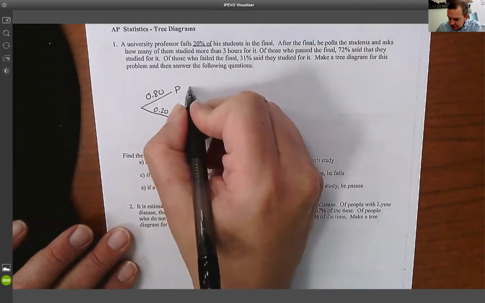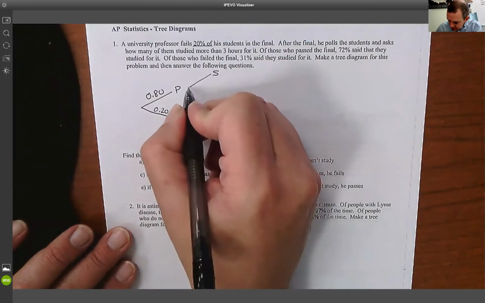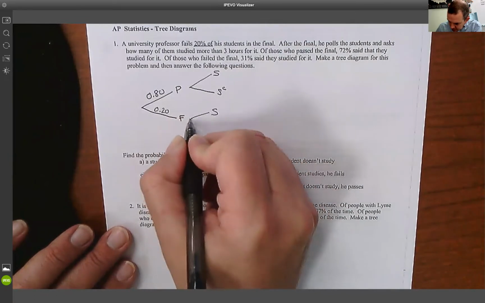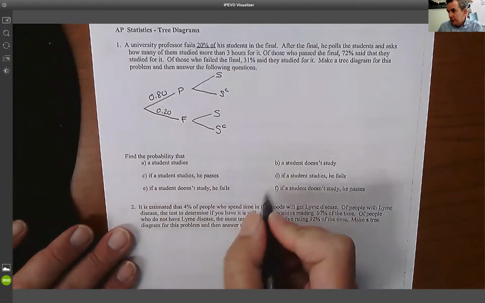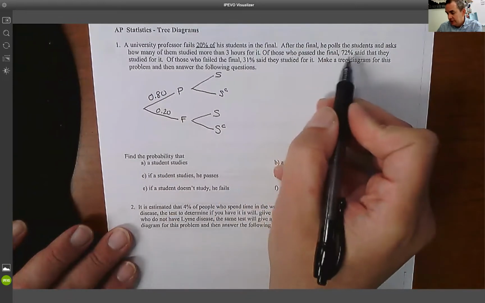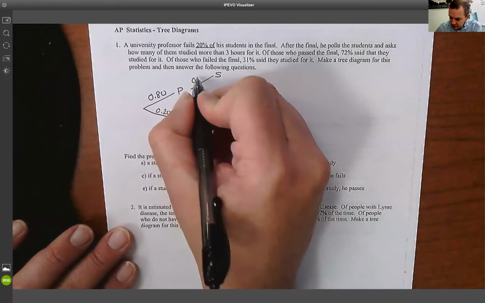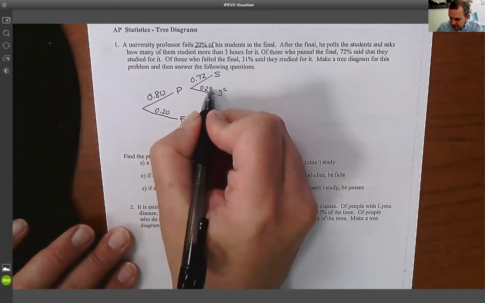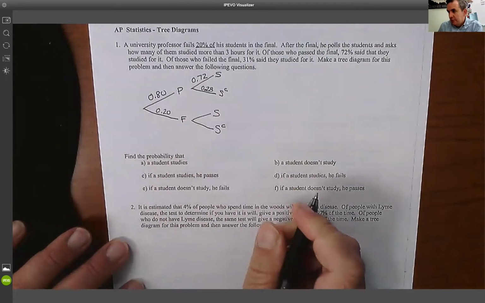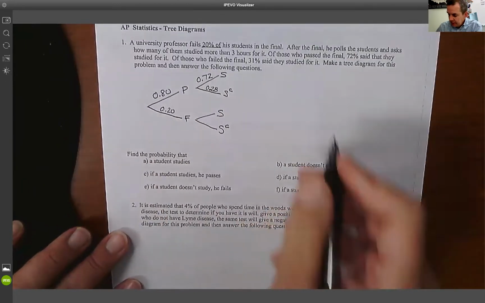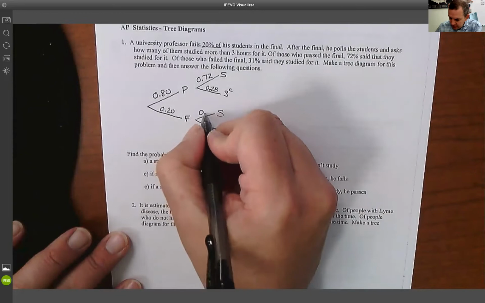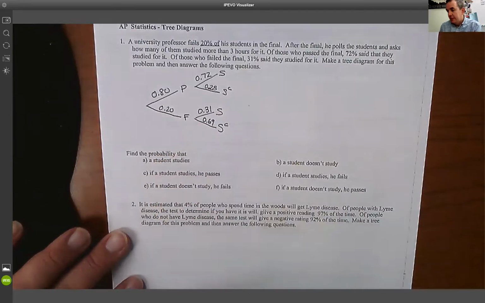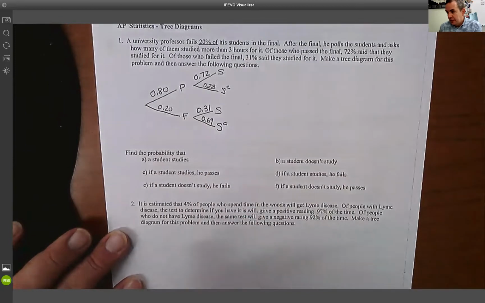And then he asked the question about studying. So we have studying, we have no studying. We have studying, we have no studying. So now we're going to read the same thing. 72% said they studied of those who passed, which means 1 minus that, or 28% of the people who passed the test didn't study. We get down here, it says that 31% studied, 69% did not study. So again, that's from that 31%.